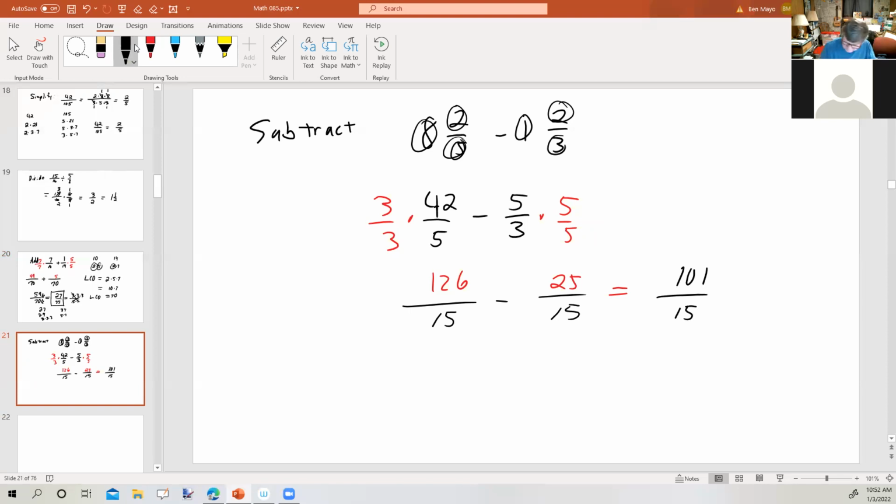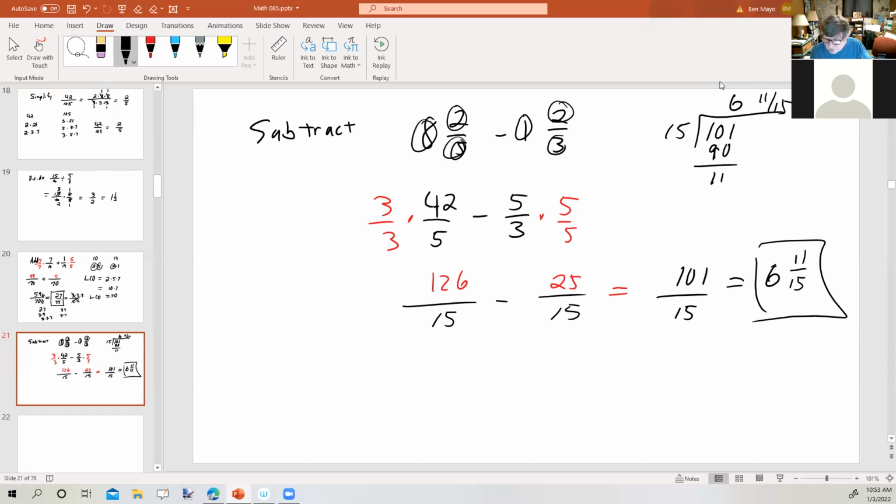Okay. Now, since the original problem was mixed numbers, we're going to take 101 divided by 15 and change that to a mixed number. Recall how we do that. We take 101 divided by 15. That goes in 6 times, which is 90. And then we have 11 as a remainder. So that becomes 6 and 11/15. And I can't reduce 11/15. So that's my final answer. Any questions there?